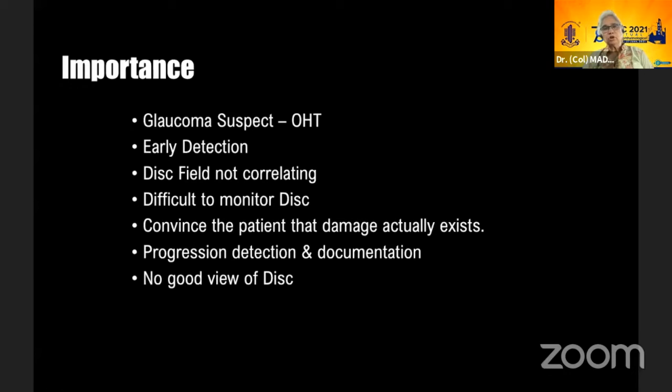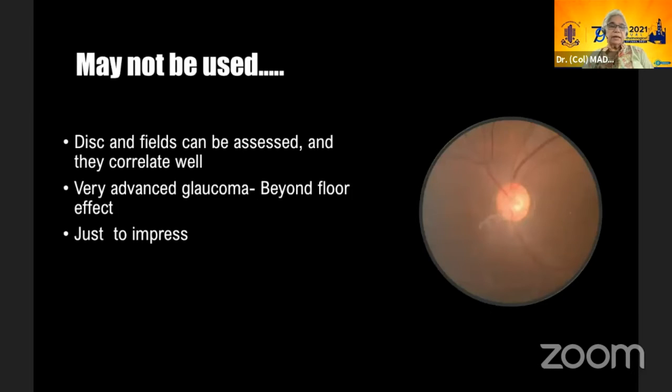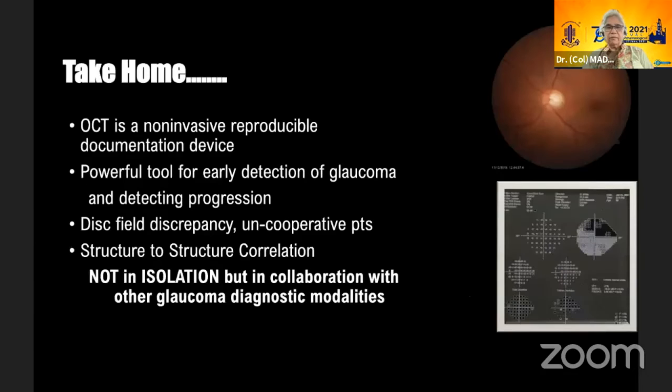Sometimes the patients are in huge denial and we really need to convince them that, look here, friend, you really have a problem. We can use it there. Then for progression and detection, I don't think there is any ambiguity. And sometimes when the disc view is not very good, we can again use OCT. Then there are times we may not use it. That means if the disc and field changes can be assessed very well and they're correlating very well, we don't really have a need. If glaucoma is very advanced, beyond the floor defect, I don't think we really need to do it. And doing it just to impress the patient is, I think, criminal.